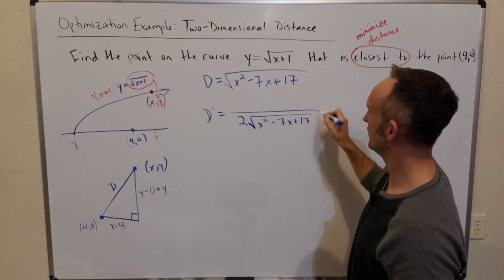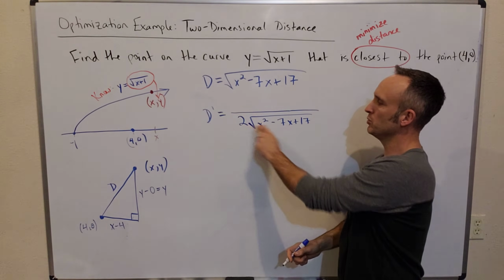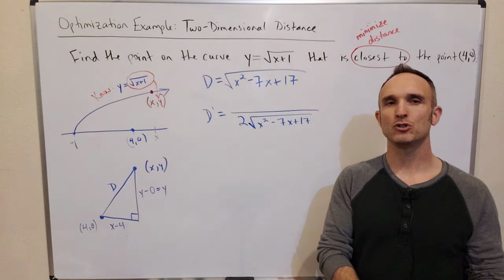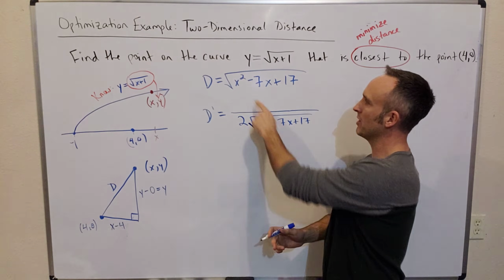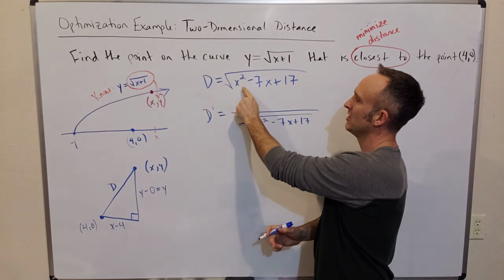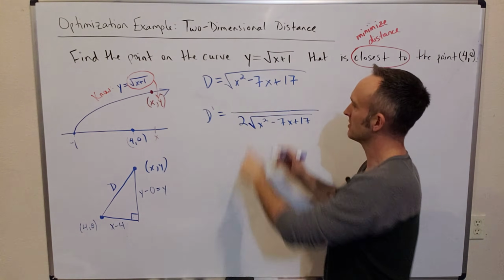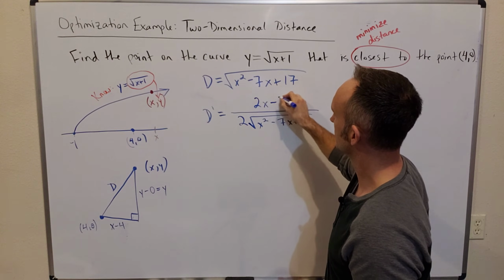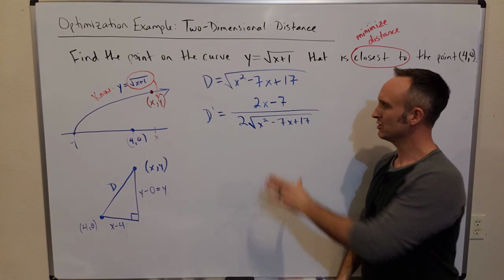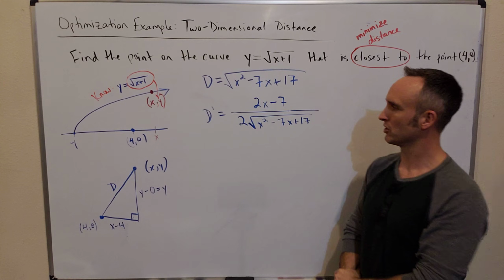Okay, so that's the derivative of a square root. 1 over 2 of the square roots. But then I have to apply the chain rule and multiply by the derivative of what's inside, which happens to be 2x minus 7. So this is my derivative function.